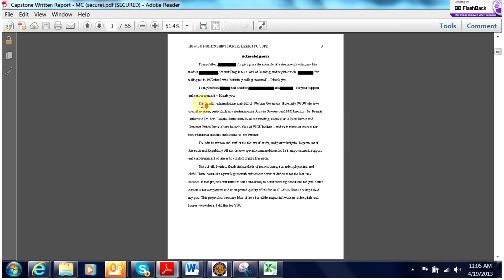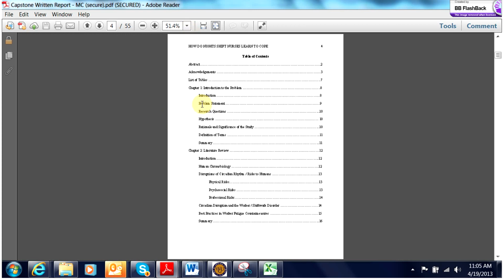So her abstract and her acknowledgments. These are, and here's a table of contents. This is something you'll explore in SK2.